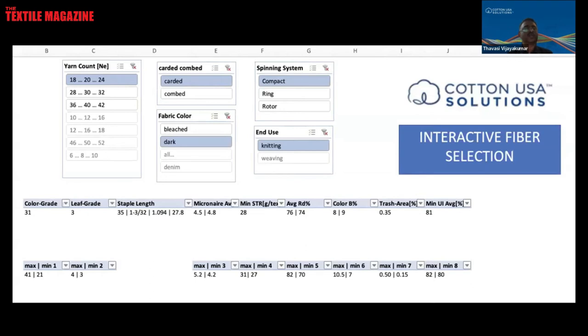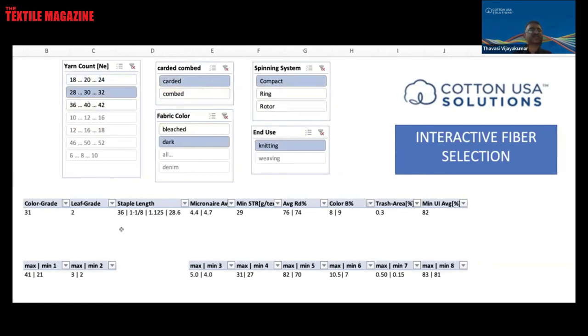So now what you see is the interactive fiber selection table dashboard. We tried our best to divide the cotton into different categories. It's based on yarn count, whether it is carded or combed, whether it is for dark color or bleached, the spinning system, whether it is compact, ring or rotor, and the end use, knitting or weaving. So I just want to demonstrate. Let us take one count, 28 to 32 count, carded, knitting, ring, bleached, and dark. So let us take knitting, dark, carded, and 28 to 32.